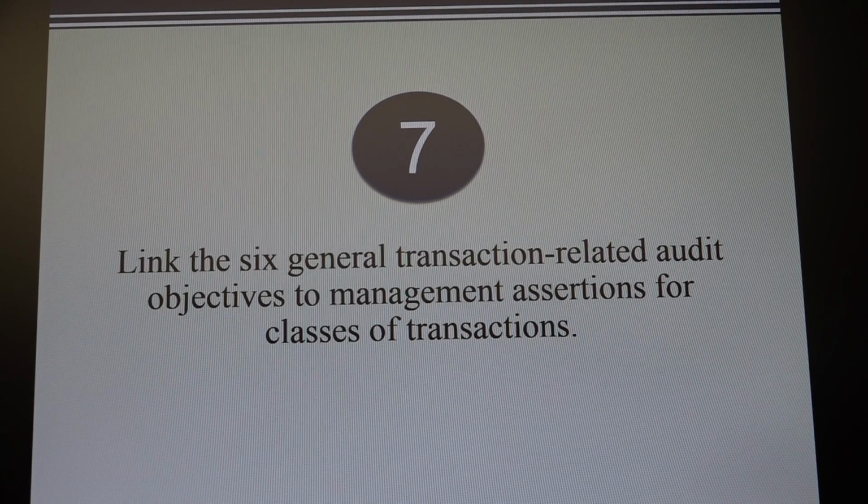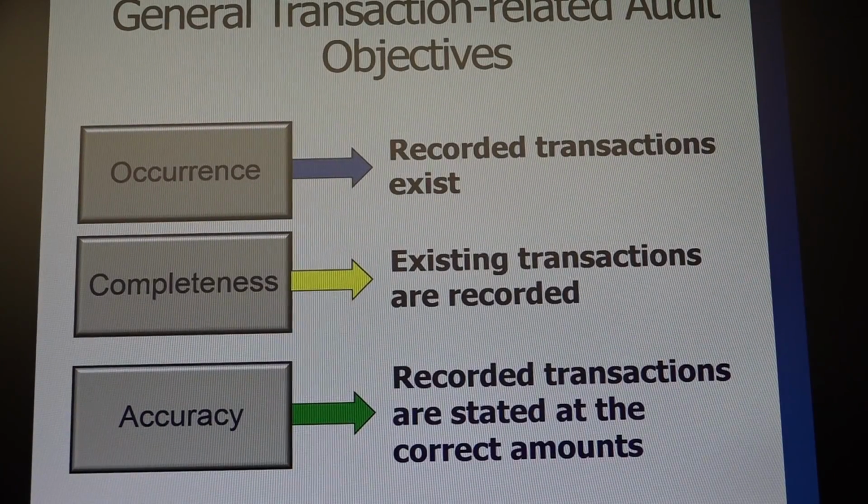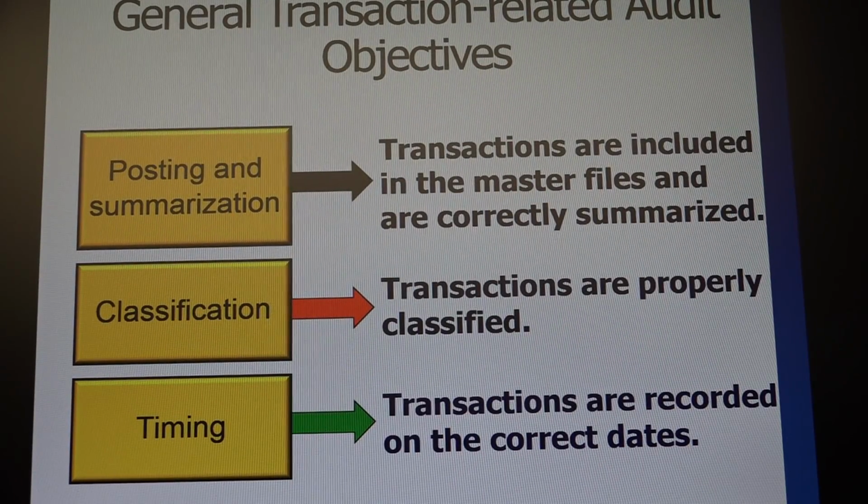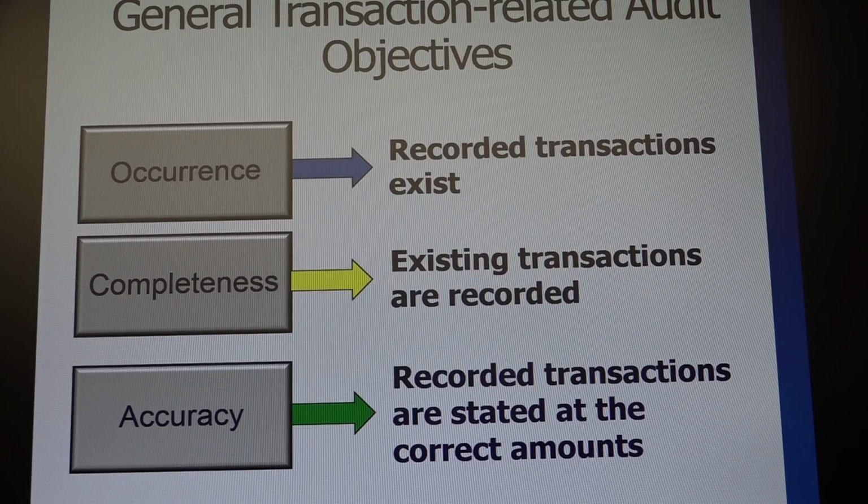And so here we're going to link the general transaction-related audit objectives to management's assertion for classes of transactions. So here we have our 3 general transaction-related audit objectives. Occurrence, again, what we're looking for is to see that recorded transactions actually exist. Completeness, what we're looking for is to make sure that all transactions for a certain period have been recorded in that period. And then accuracy is simply that they're stated at the correct amounts. So if you look at that, going back, that's our general transaction-related audit objectives.